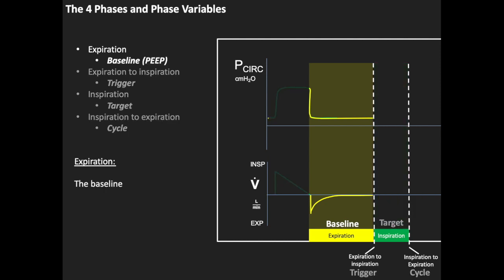Starting in expiration, the phase variable is the baseline, and that's PEEP. Basically, it's a baseline pressure that you're going to build each breath off of. So between each inspiration, you go back to this baseline, and during inspiration, you provide a pressure on top of the baseline to create the flow for each breath. All that the vent does during this period is maintain PEEP, either by opening or closing valves just to maintain pressure inside the circuit during end expiration, and it waits. It's waiting for a signal to start the next breath.